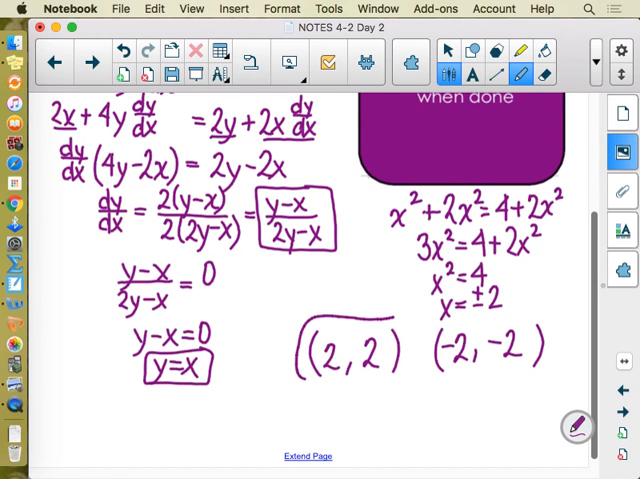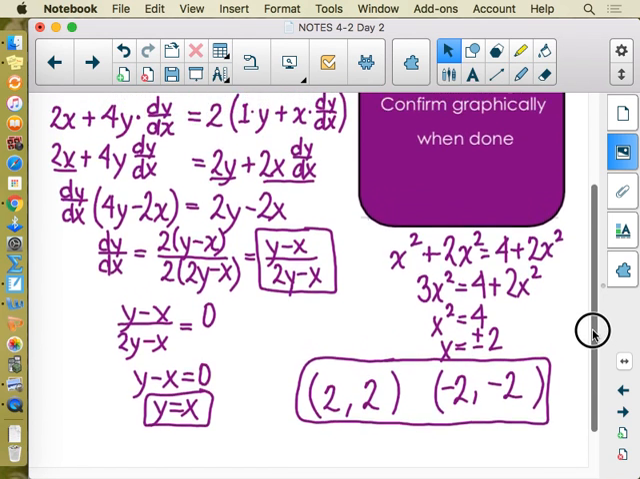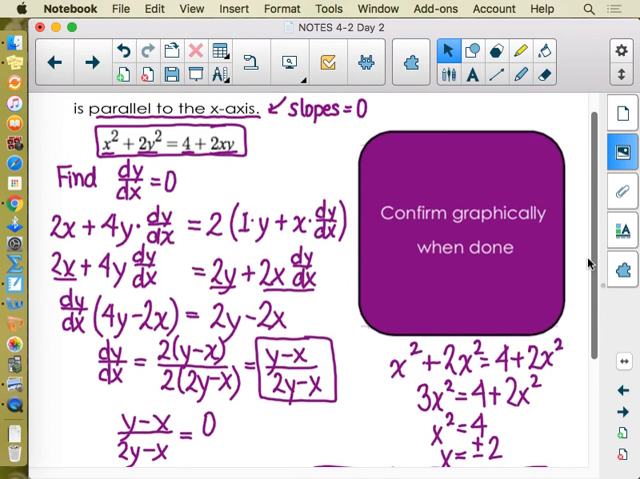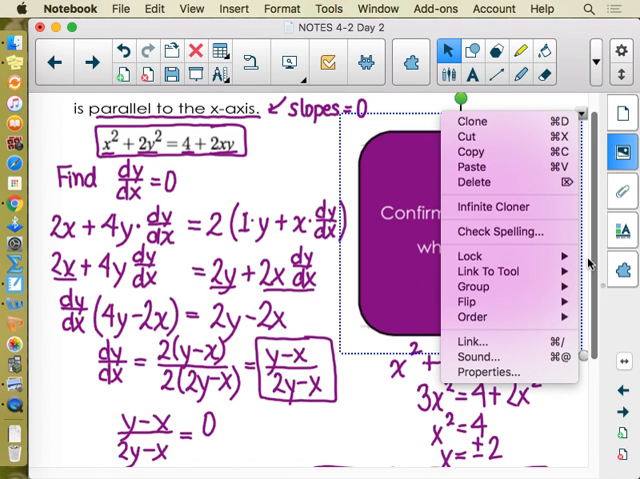So the 2 places on the graph where the slopes would be equal to 0 are where their x's and their y's are equal. And those 2 points would be 2, 2, and negative 2, negative 2. I'm going to take this off so you can actually see what that looks like on the graph.